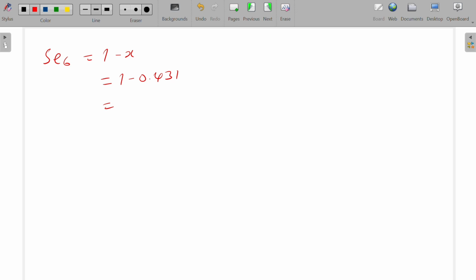And this will give us an amount of 0.569 moles. So these are the moles for Se6. We can also do the same for Se2. And on Se2, we have 3x.